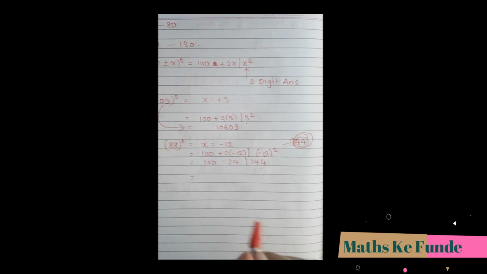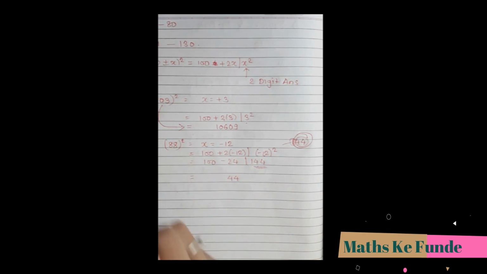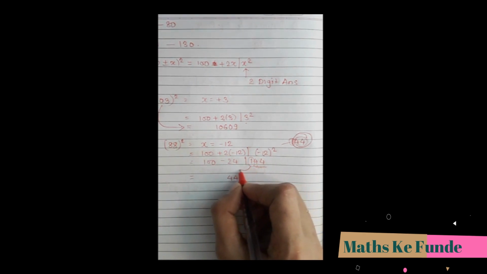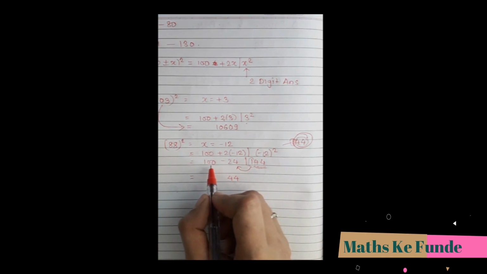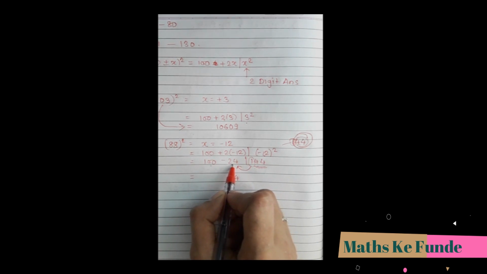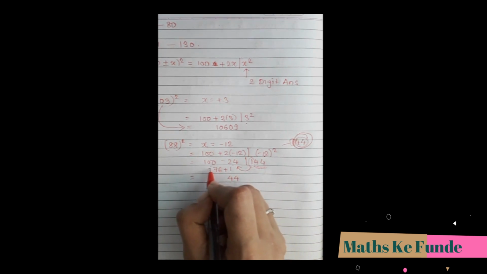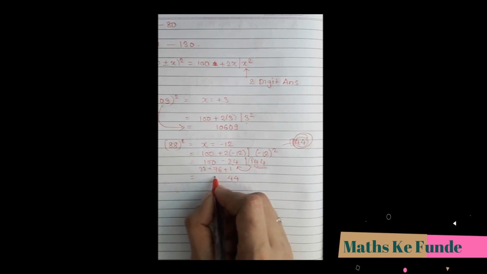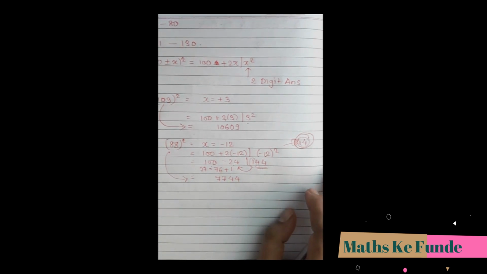So what is my answer going to look like? This 44 will be the last 2 digits of my answer. This 1 which I have, I'm going to carry into this difference which I have. So now 100 minus 24 is going to give me 76, and that 76 plus this 1 will give me 77. So that would be the remaining 2 digits of my square. I hope this is clear.